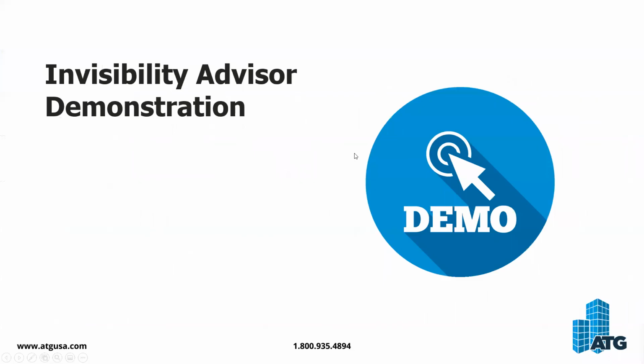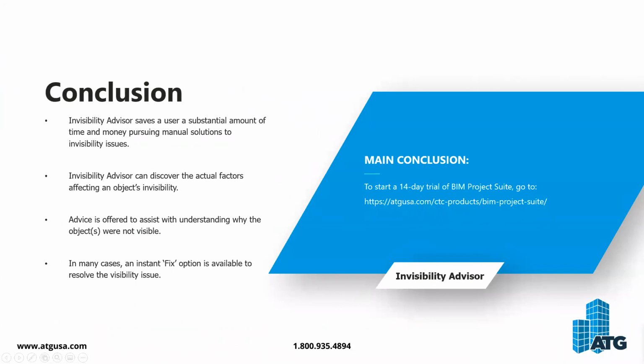All right, let me wrap things up. Make sure you guys have the rest of your day to look forward to here. So just wrapping up the presentation, Invisibility Advisor saves the user a substantial amount of time and money pursuing manual solutions to invisibility issues. I know we wrestled with Invisibility Advisor with the pop-up view range and with the selection window across it, which probably took 4 minutes. But man, even if I only had to check 2 or 3 things to resolve that problem manually, it still beat that amount of time.